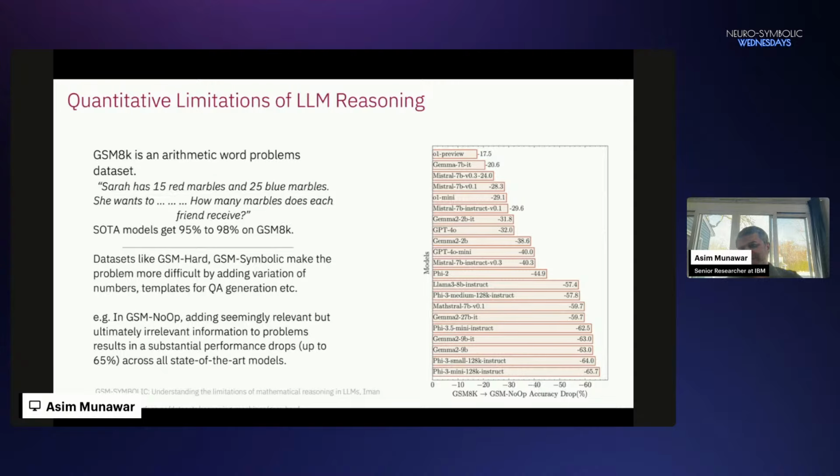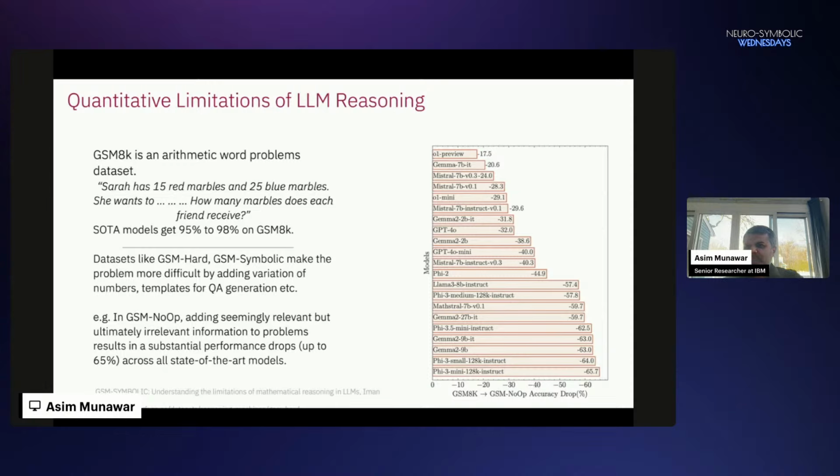Does reasoning models solve all the problems we had before? So the answer is no. They still suffer from the issues that we saw with older models. Maybe a little bit better than them, but still. For example, in GSM 8K, which we are all familiar with, it's a word problem arithmetic task. Just like this, Sarah has 15 red marbles and 25 blue. So it's simple, I believe middle school level questions.